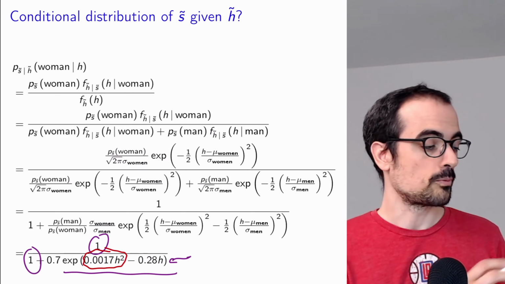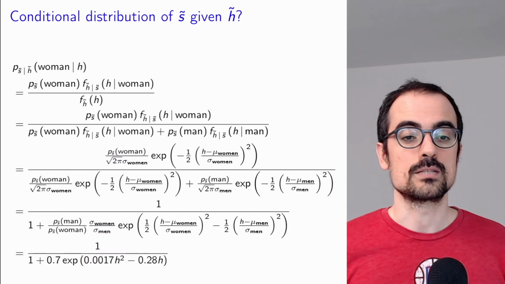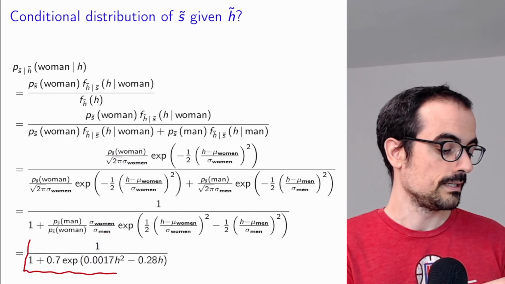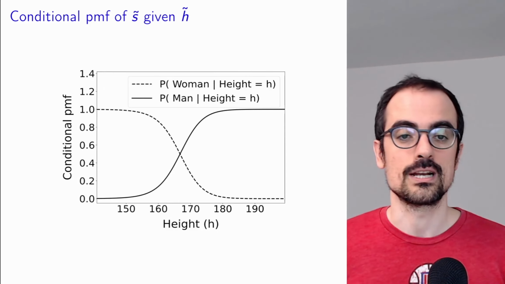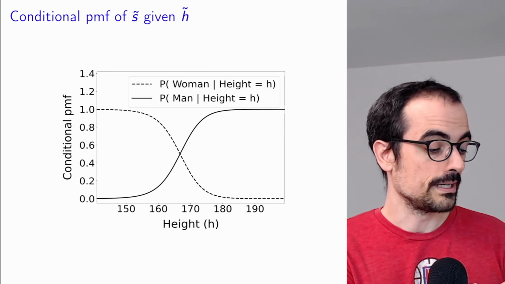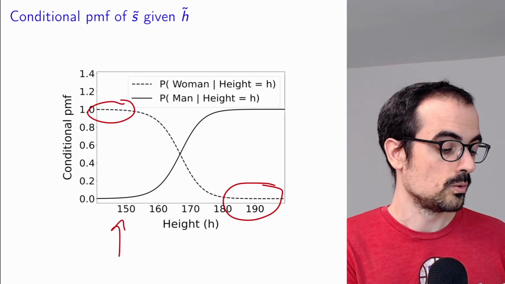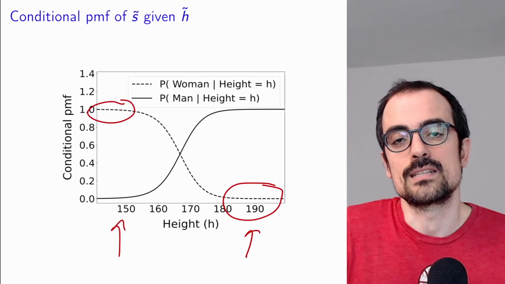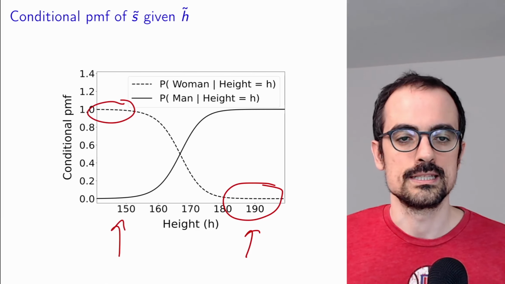Okay, so this is our expression for the probability of woman given height. Let's take a look at what happens if we actually visualize it in a graph. It makes a lot of sense, okay? The probability of woman is almost 1 when the height is small. It's almost 0 when the height value is very large, which makes a lot of sense because, as we've seen in the data, women tend to be shorter than men.